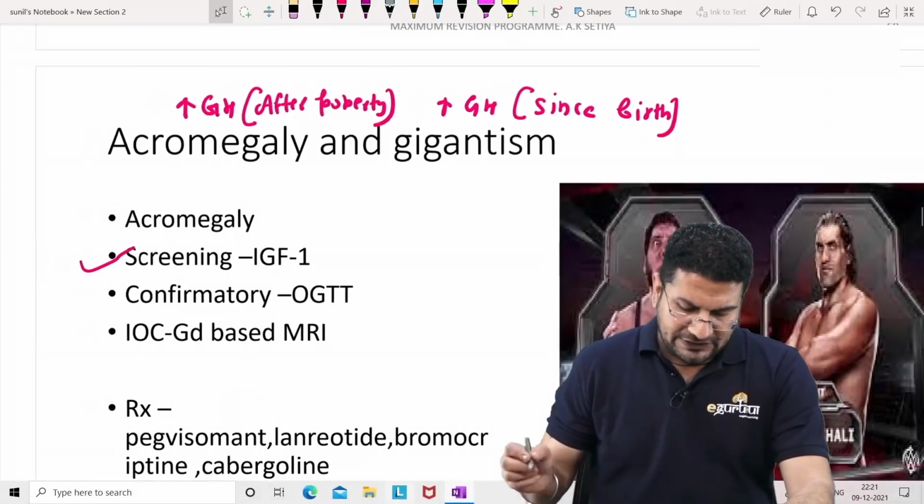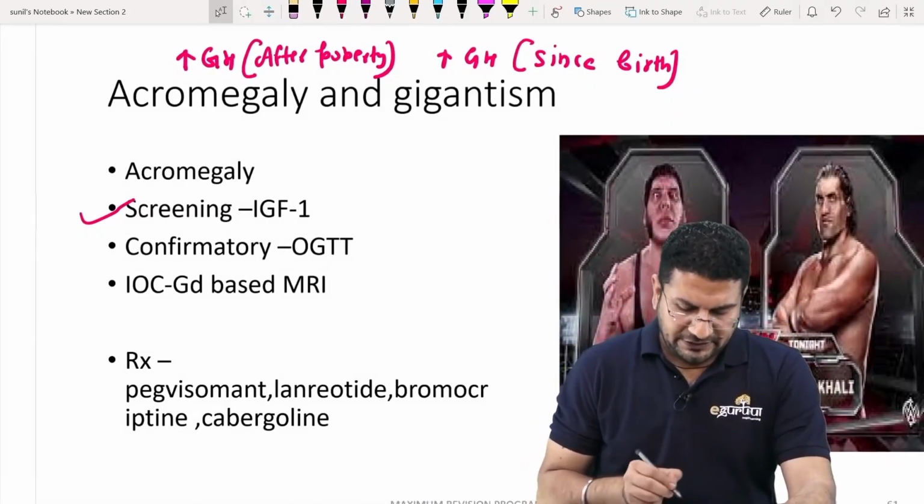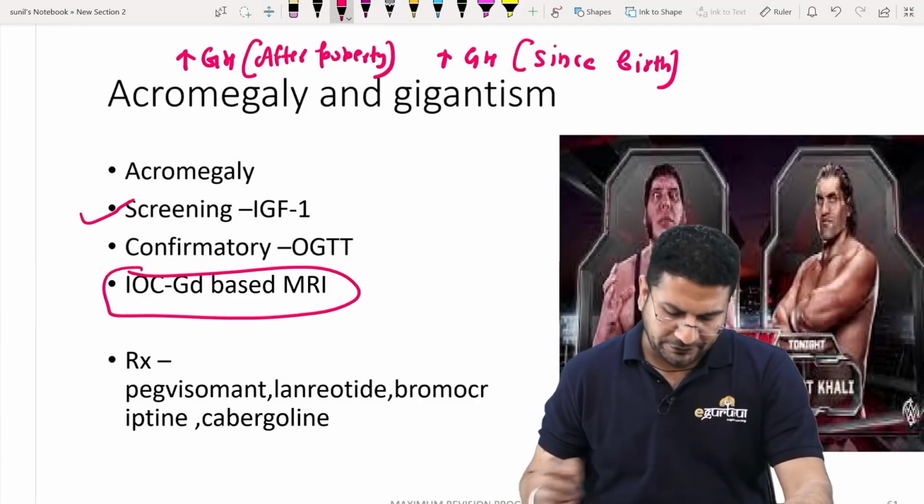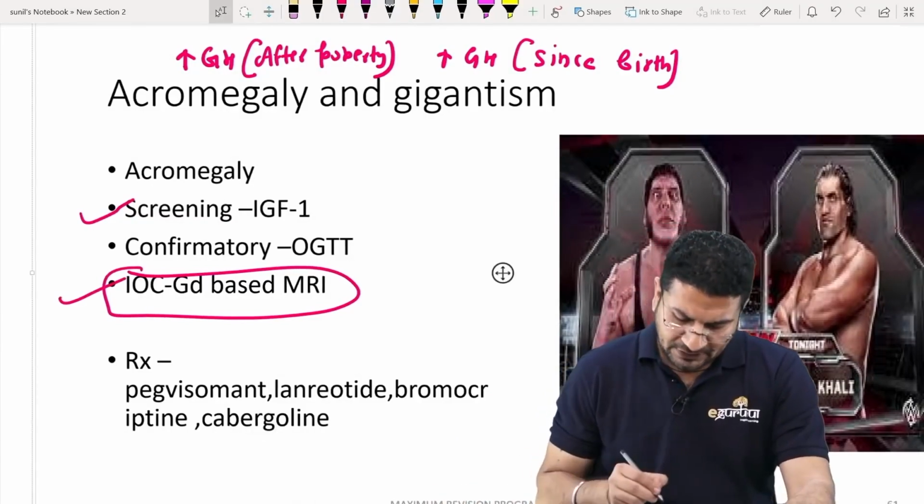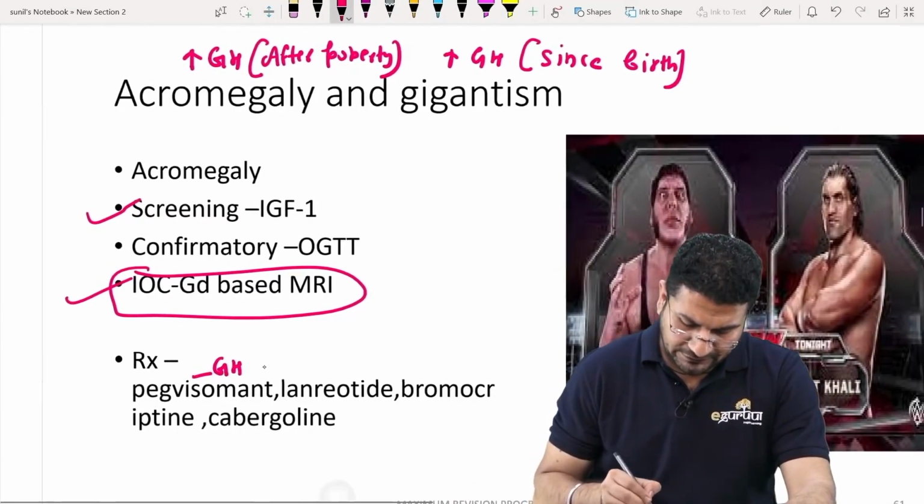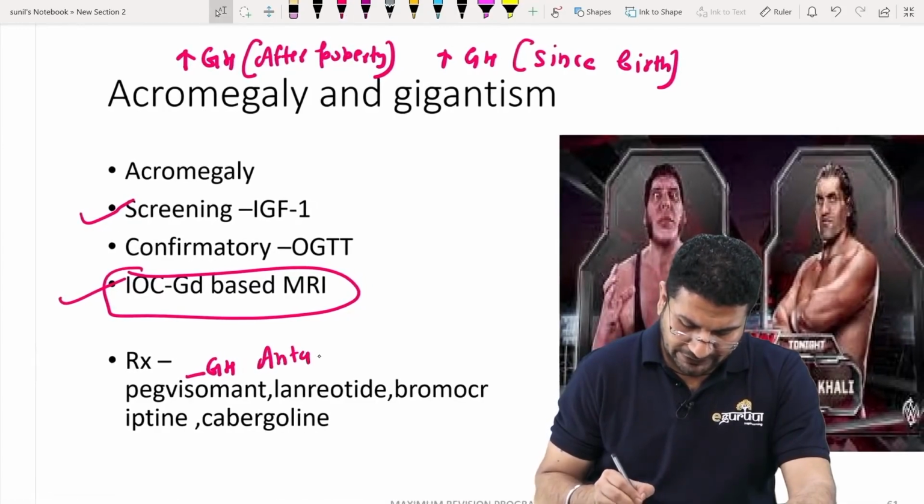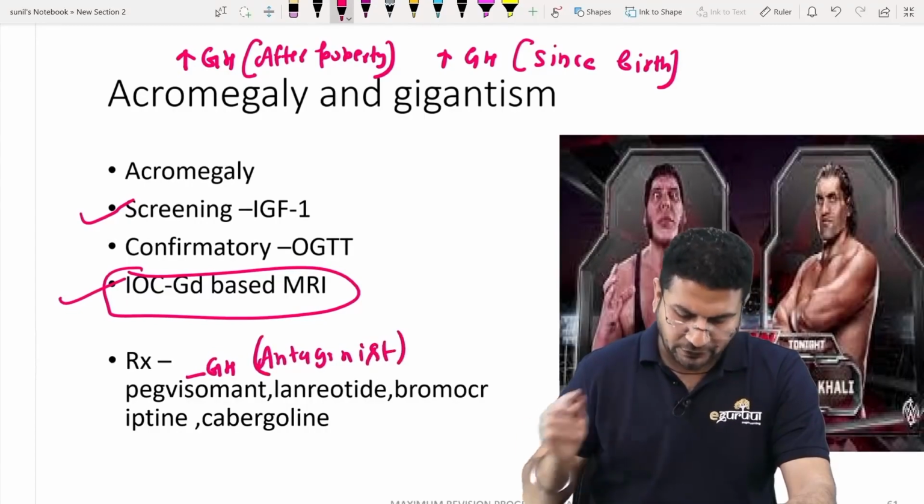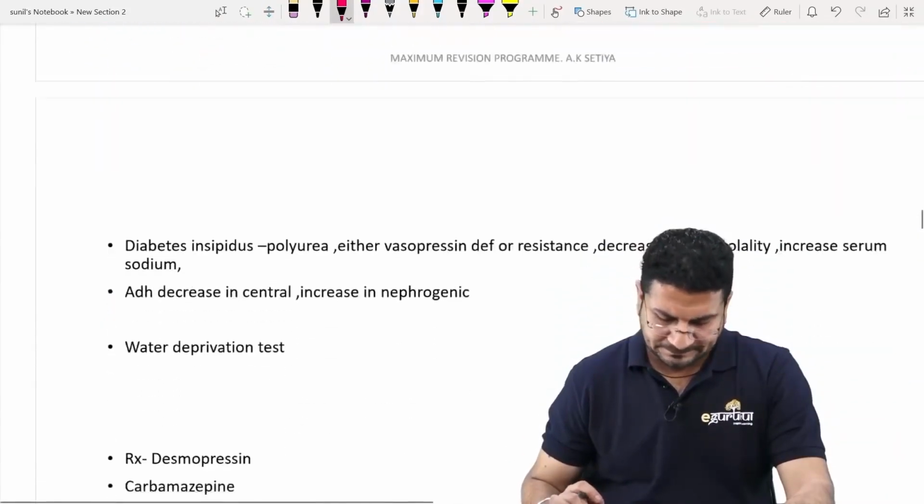For screening we have the IGF-1 test, confirmatory is OGTT, but the investigation of choice, because the most common cause will be a growth hormone secreting adenoma, is a gadolinium based MRI. So we have a growth hormone antagonist drug. This growth hormone antagonist is your pegvisomant. This is the drug of choice for acromegaly and gigantism.